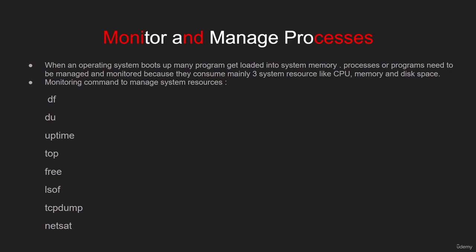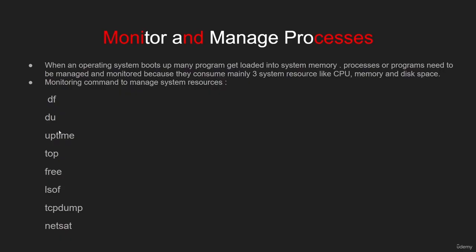Then next we have uptime. This command in Linux displays the current system uptime and provides information about the system's load average. When we execute this command, we can see output showing when it was last booted. So these are the three things we have to know: uptime, du, and df.